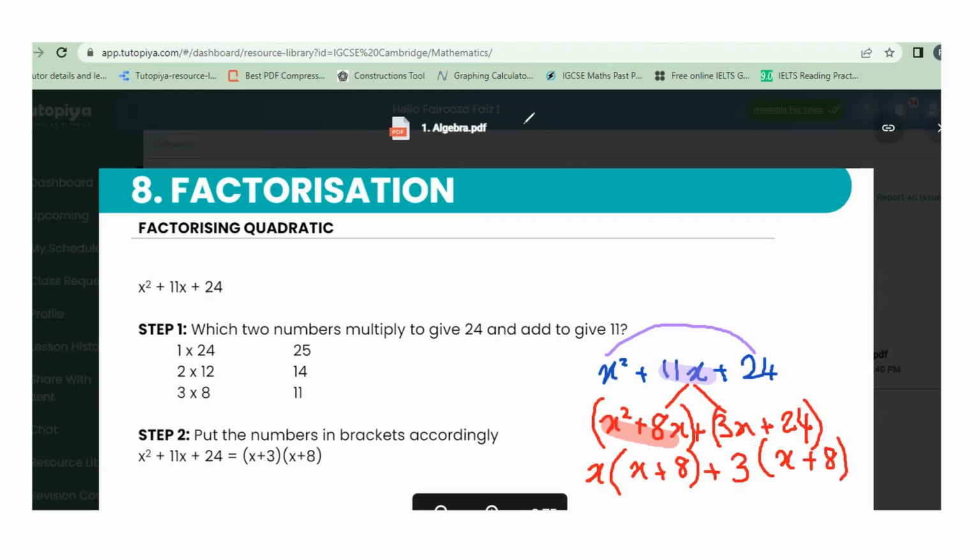And now you see we have x plus 8 as the common factor for both the expressions. So we write x plus 8 and x plus 3. This would be the answer for factorizing x squared plus 11x plus 24. Is that clear?